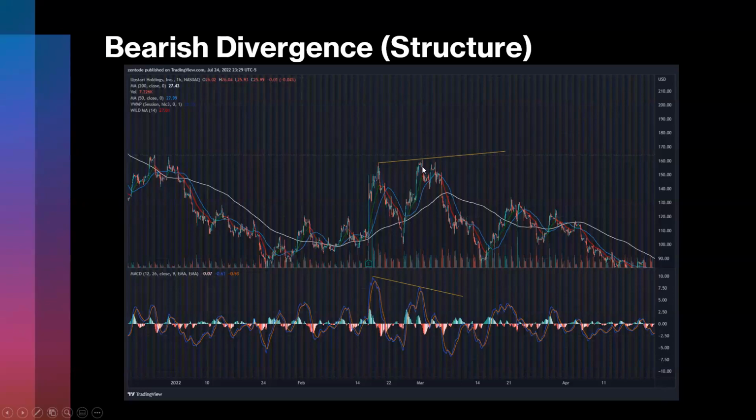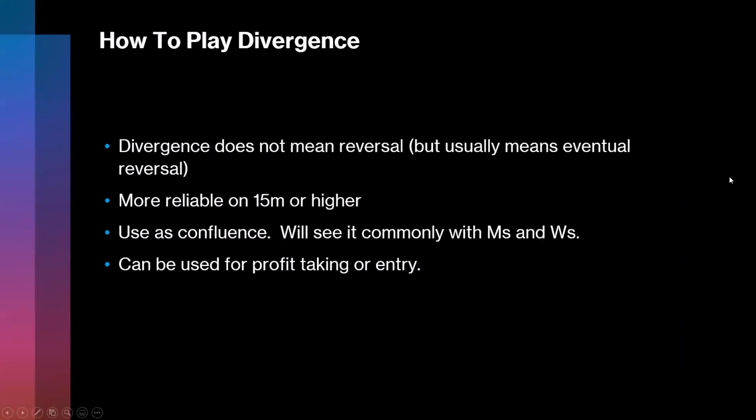Just because you see it doesn't mean you play it. You want it with confluence of other items: fibs, patterns, SR zones, etc. It's the thing I've been preaching the entire time, guys. We want as much confluence as possible.